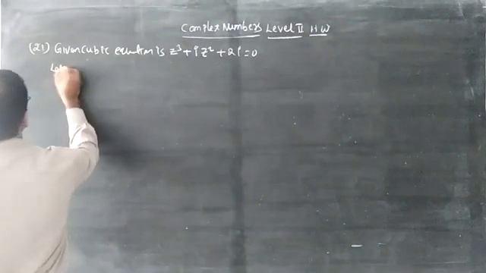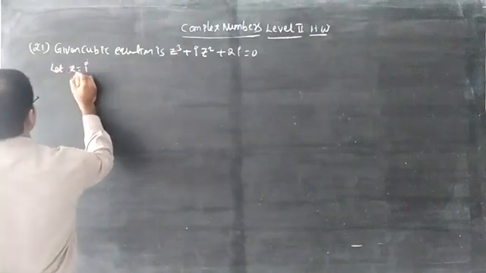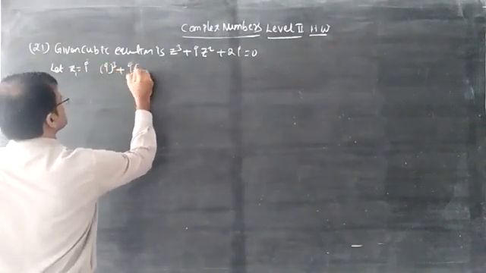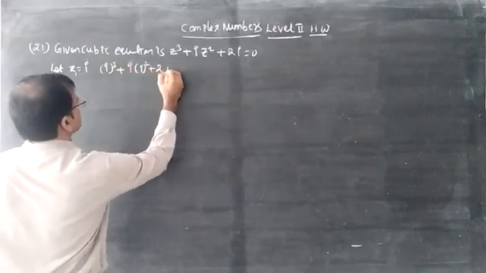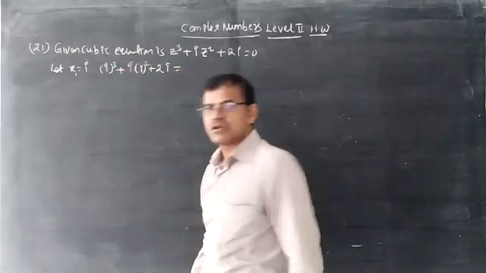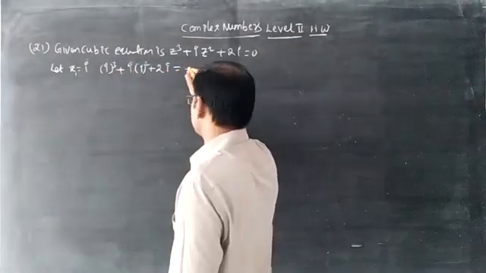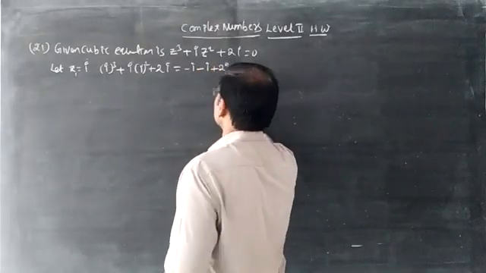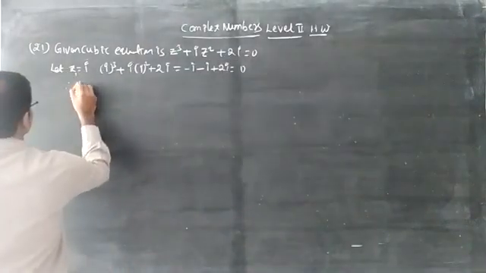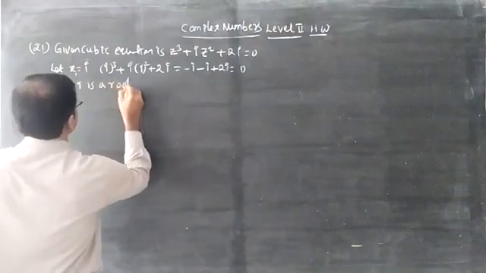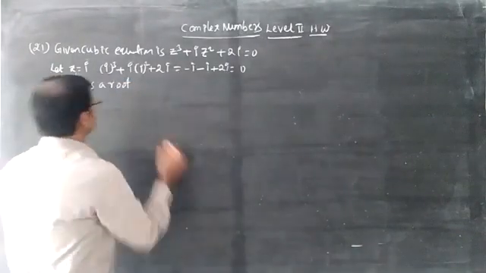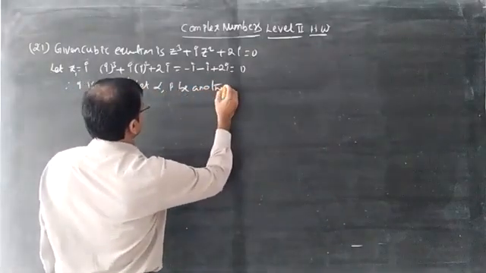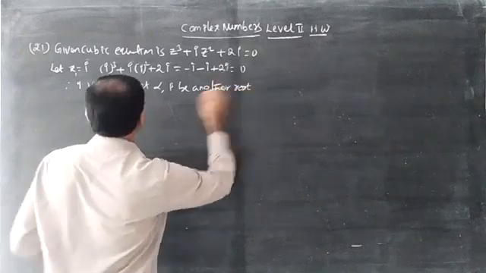Let z is equal to I, substitute here: I cube plus I into I square plus 2i. I cube becomes I square into I, meaning minus 1 into I becomes minus I, plus this is also the same way, minus I, plus 2i is equal to 0. Therefore, I is a root here. We got I is a root. For this complex cubic equation, let alpha and beta be the other roots.